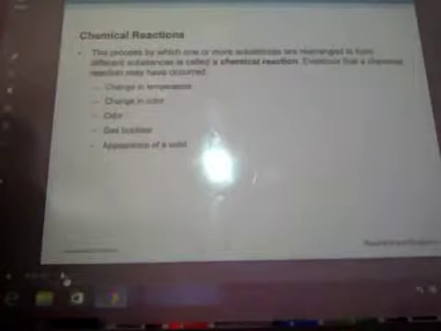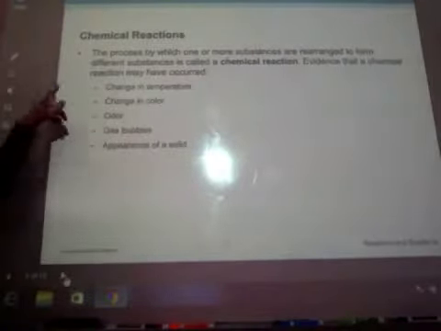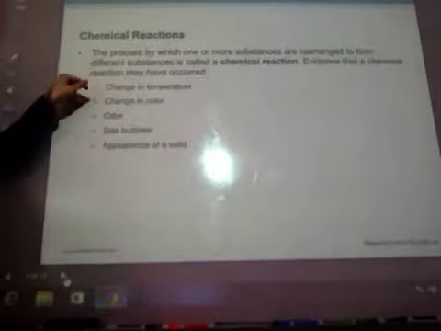You are breathing, chemical reaction. Just after lunch, you're digesting, chemical reaction. All of the processes that build proteins and things like that are all chemical reactions.